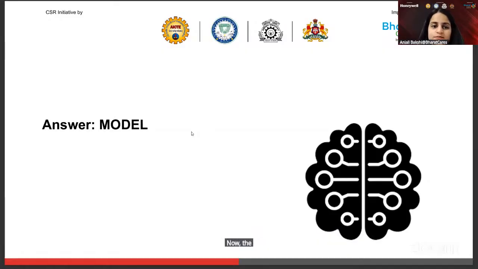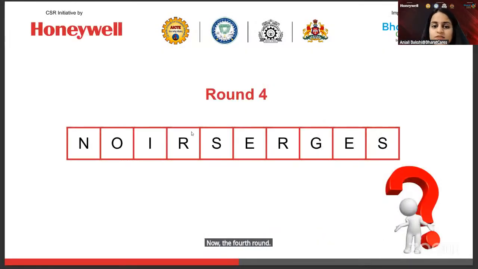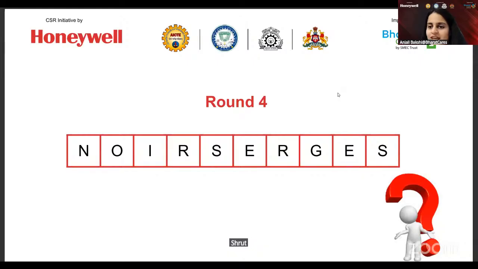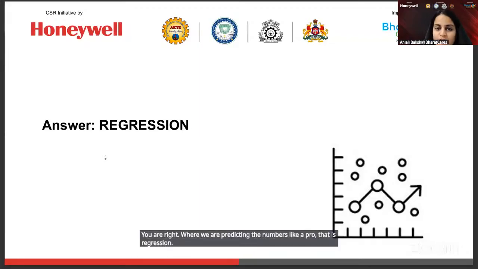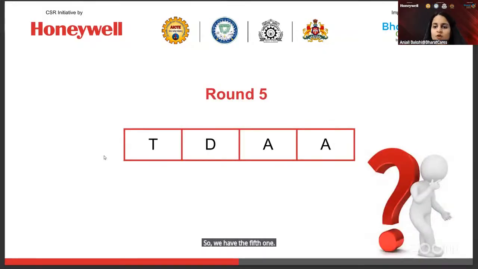Now, the fourth round. Let's see who gives the answer to this. Shrushti. Okay, I got the first answer from Shrushti. That's correct. Sanidhi, Gayatri, Ruturaj. Harshita also gave the right answer. Shubham Yadav. Great, guys. So, right, the answer to it is regression. You are right, where we are predicting the numbers like a pro. That is regression. So, we have the fifth one in front of you.